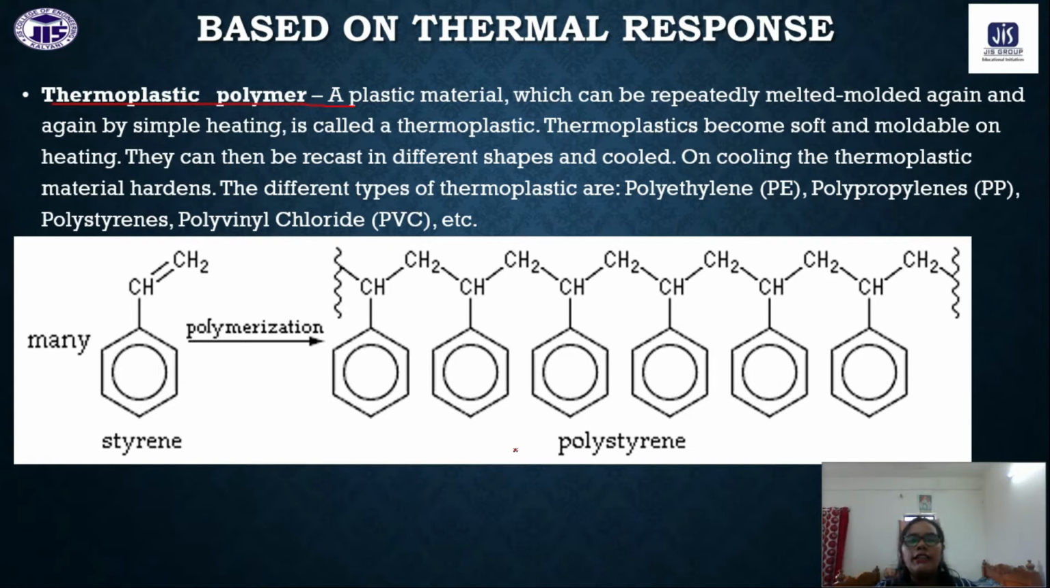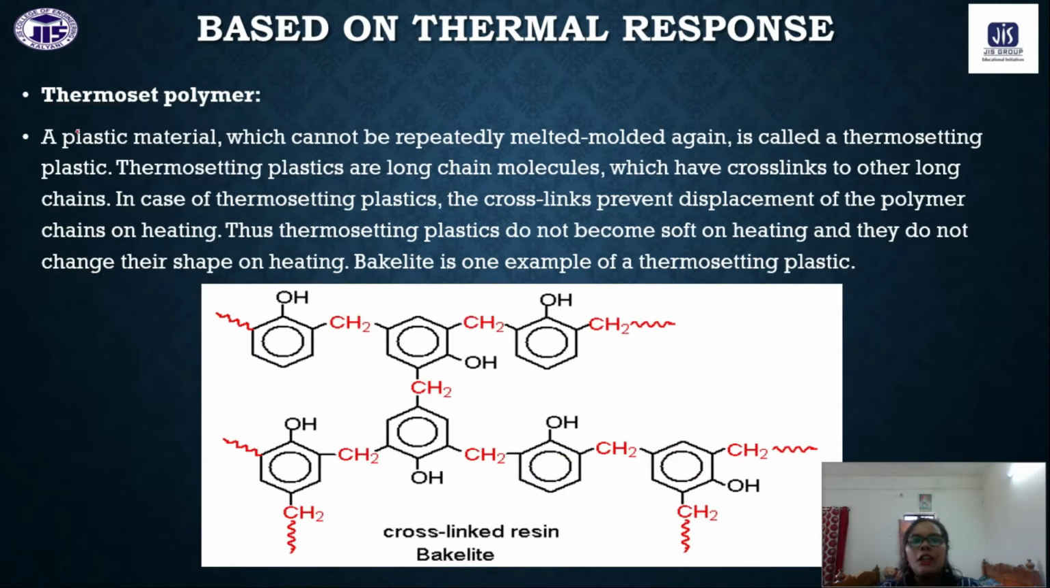Okay, so polystyrene is one example of thermoplastic polymer. Again we have polyethylene, polypropylene, polyvinyl chloride, all these are thermoplastic polymers. Now, thermoset polymers generally have a cross-linked or network structure.